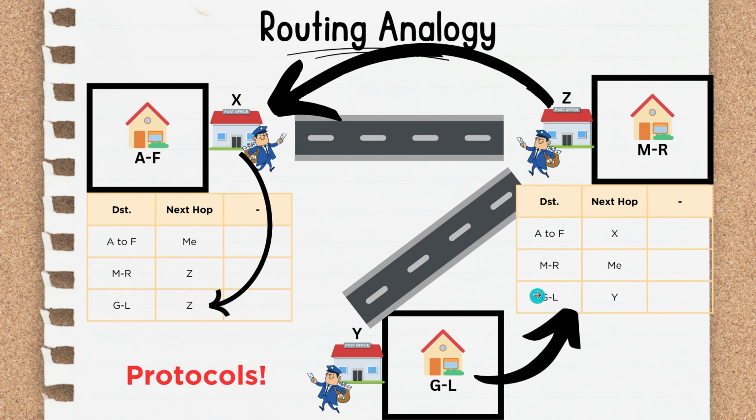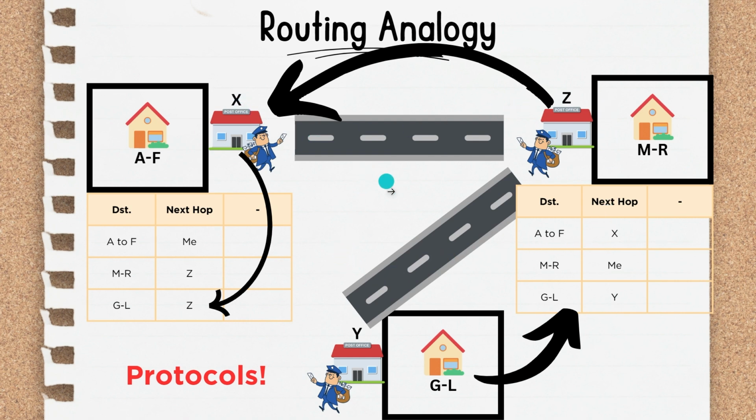And having received this message, Z will tell X that if you want to reach G to L, connect with me, not Y, because Z has an entry in its table for G to L. And it will also tell X that if you want to reach M to R, you can connect with me. Having received that message from Z, X will update the table and make an entry that if someone from this society wants to reach M to R or G to L, you can connect with Z. So this is how the communication will happen, and these are the respective tables of X and Z.